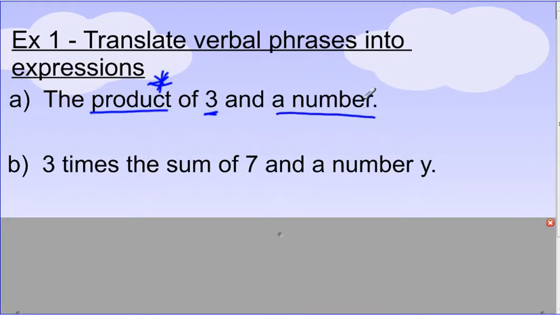Now here it doesn't say what number. We're not just going to make up something and go, oh, 3 times 5. No, that's not what we're going to do. When you see the phrase a number, that's like a code word for variable. This is a number that we don't know what it is, so we're going to put in some variable. How about n for number? So here I have 3n.